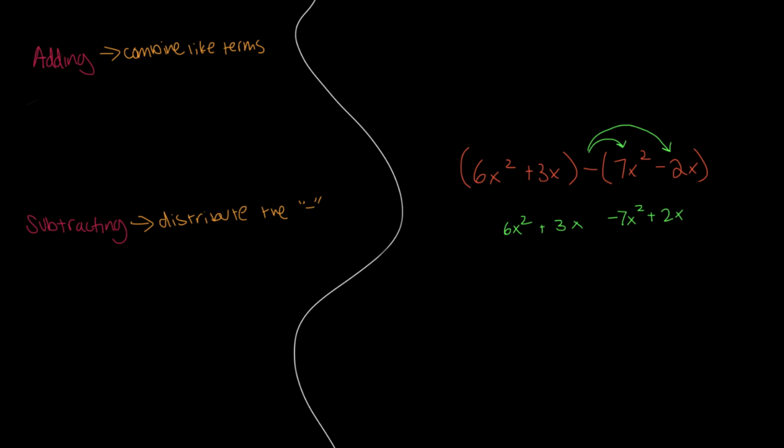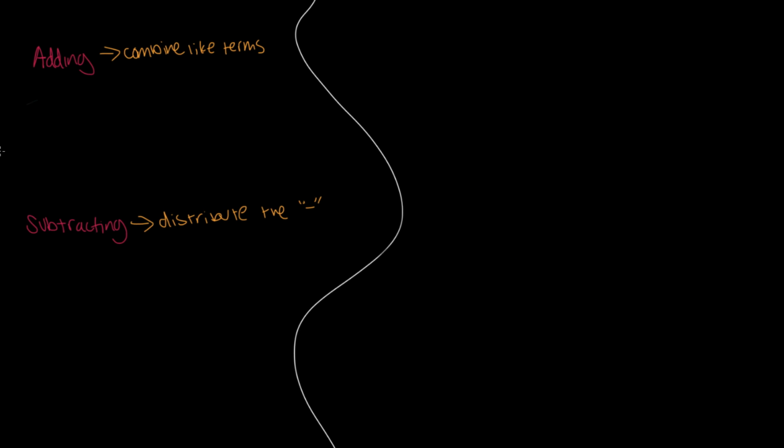So now all we have to do is combine those like terms. So we have 6x squared and negative 7x squared, which is going to leave us with negative x squared. And then we have the two x terms, so plus 3x plus 2x is going to give us plus 5x. So final answer is going to be negative x squared plus 5x. So really it's not that hard if you remember to distribute that negative. Moving on to our next example.